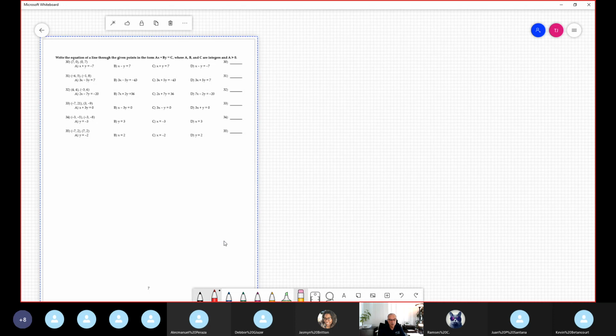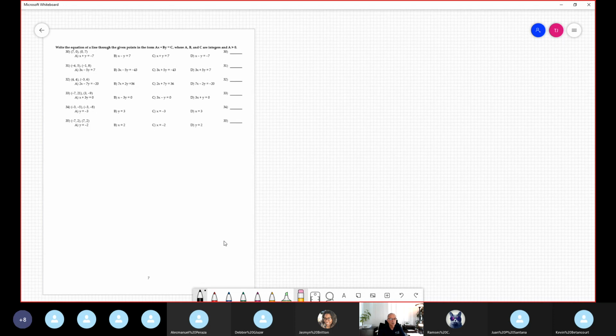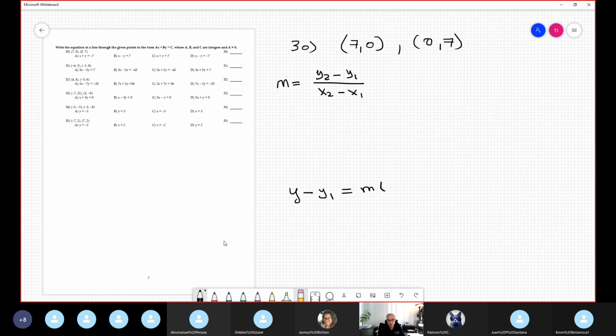Okay, now 30. 30 is also special, I guess, but I have an idea. 30 is (7,0) and (0,7). And the formula: this one is x1, y1. This is x2, y2.